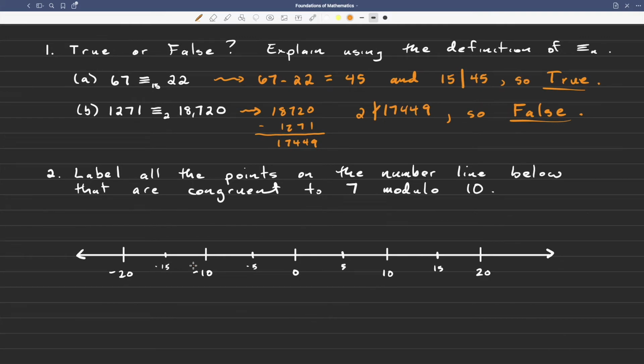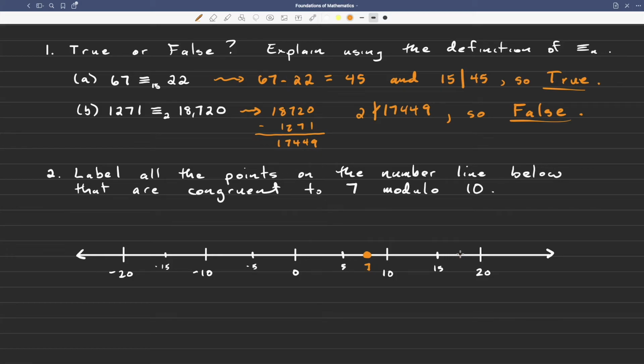Okay, for number 2, one number that I know is congruent to 7 modulo 10 is 7 itself, because if you do 7 minus 7, you get 0, and you can divide 10 into 0 with a quotient of 0 and a remainder of 0. So 7 itself is congruent to 7 modulo 10, so I'll mark that one. And basically all the other numbers that are congruent to 7 are numbers that are a difference of a multiple of 10 from 7.